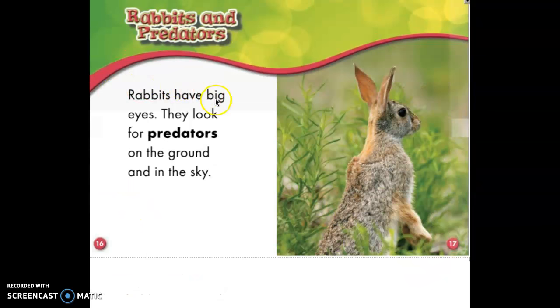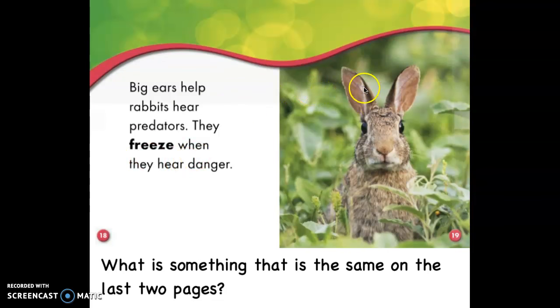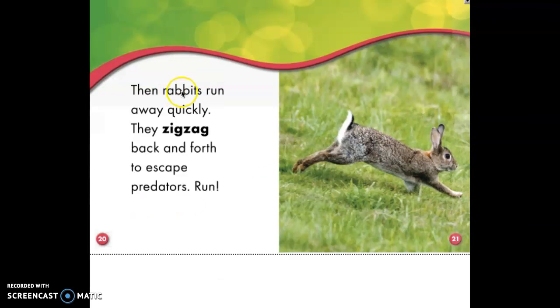On this page we learned that they have big eyes, and I could see their very, very large ears. And the next page showed me the front of the rabbit, and I could again see their very big ears, and they freeze. They do not move when they hear danger. So the author, and remember the author is the person that wrote the story, wants me to know all of these facts. Then rabbits run away quickly. They zigzag back and forth to escape predators. Run! You see the rabbit running away because it wants to stay safe.